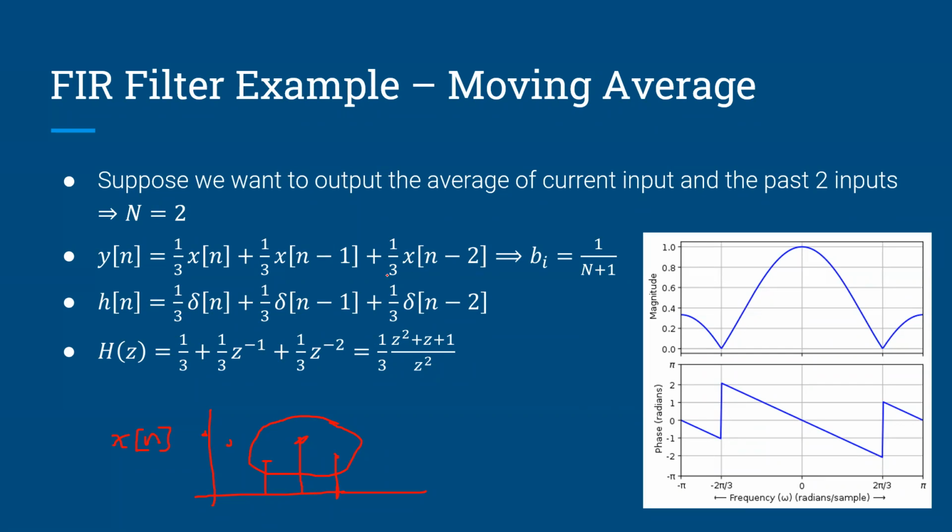And if we want to write that more generically, we'd write the b_i's as 1 over n plus 1. So here n is 2, so you get 1 over 3. And likewise, we could write the impulse response as just shifted delta functions multiplied by 1/3. And if you went through the math, you'd find that the z transform of this impulse response is 1/3 plus 1/3 z to the minus 1 plus 1/3 z to the minus 2. And again, the z to the minus 1 just means a delay by 1, and z to the minus 2 means delay by 2.